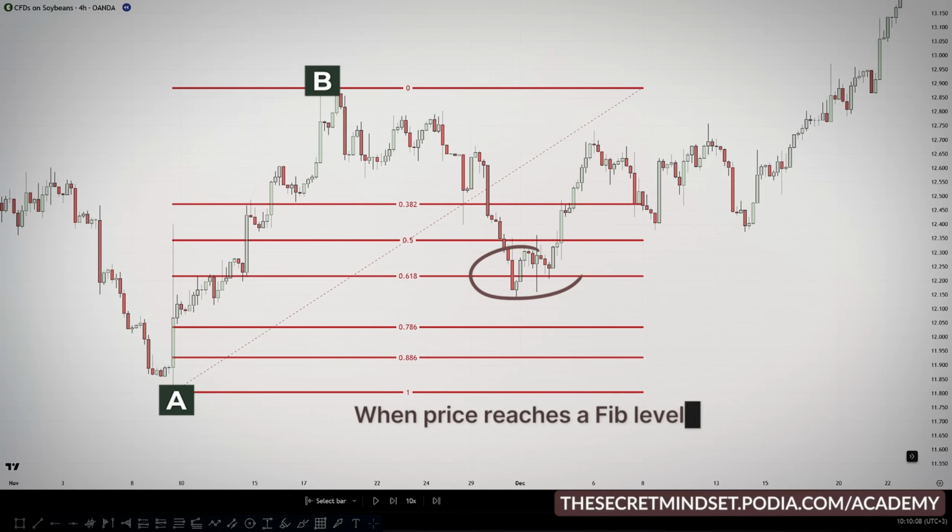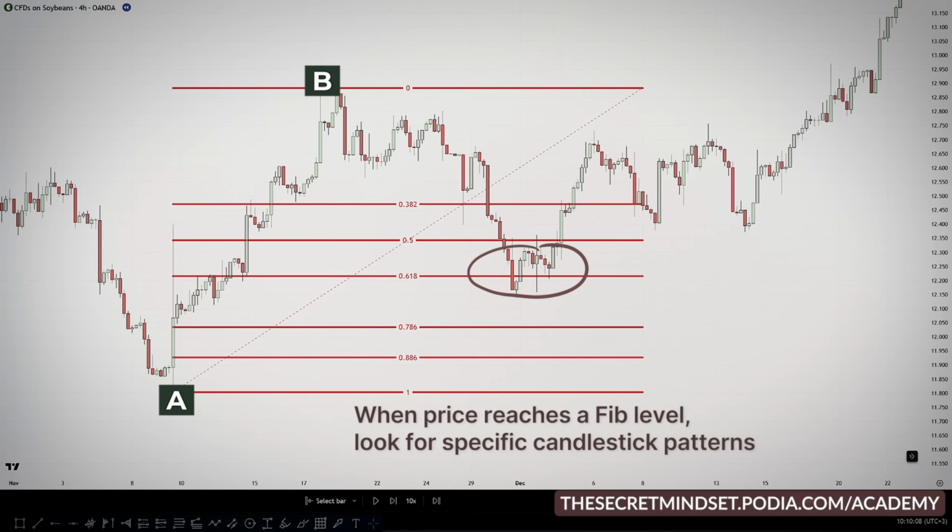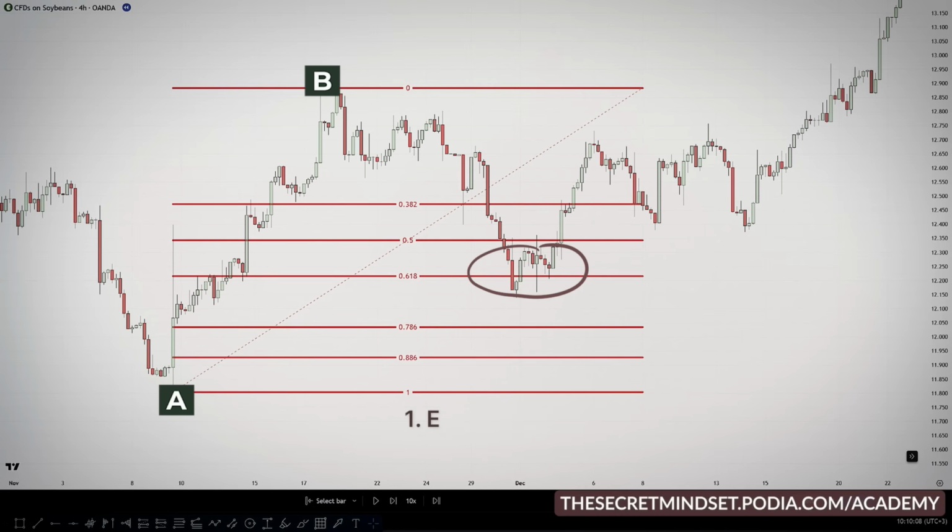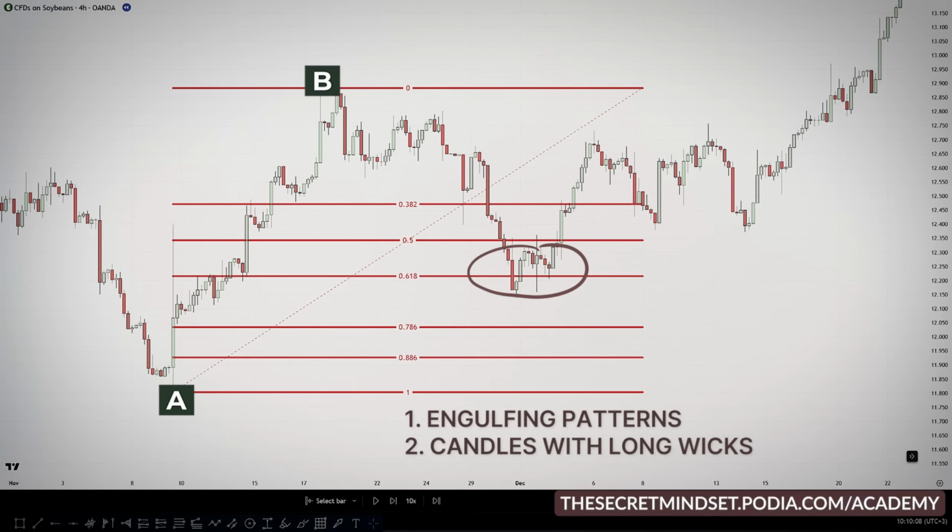Now, when price reaches a fib level, look for specific candlestick patterns. These patterns can confirm if the level is likely to hold or break. It's like getting a second opinion before making a trade. There are a lot of candlesticks, but the most useful patterns at fib levels are engulfing patterns and candles with long wicks.